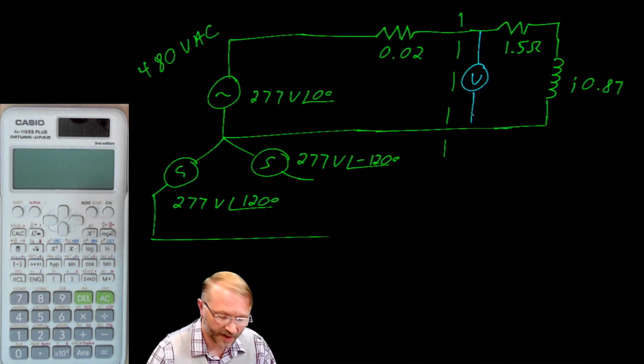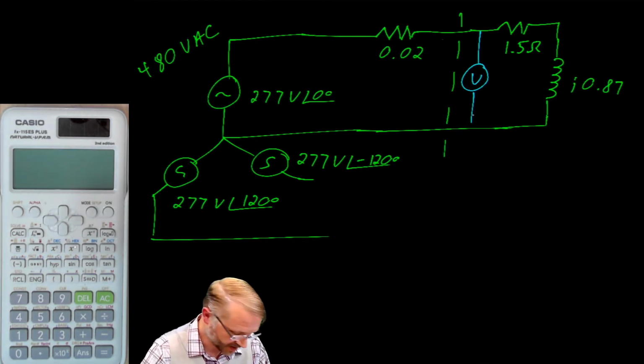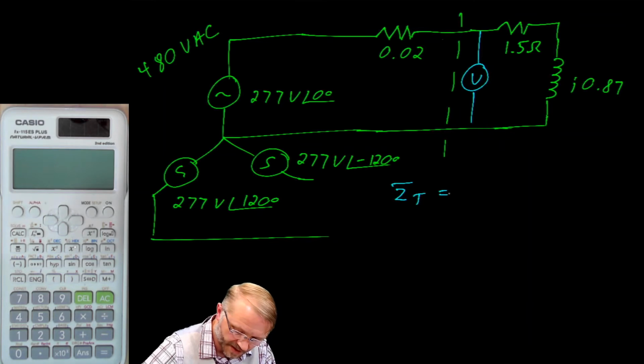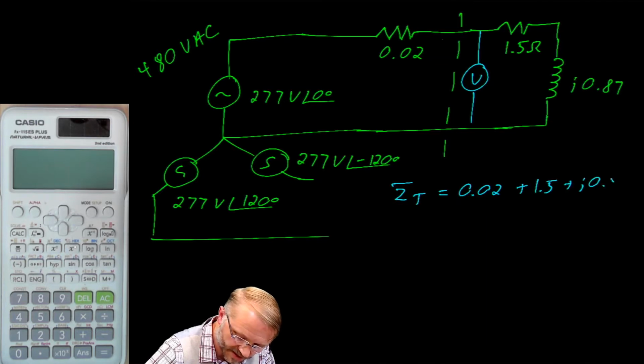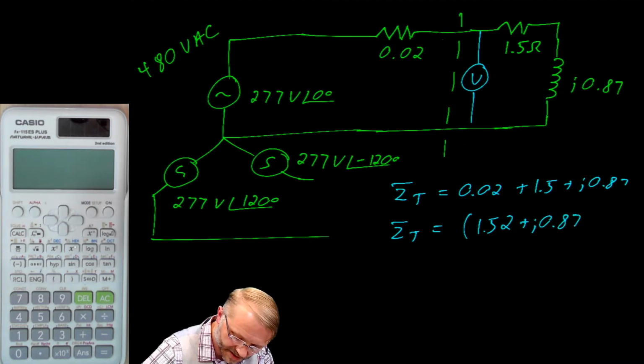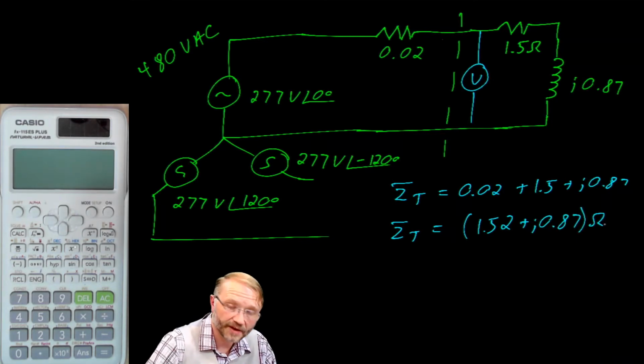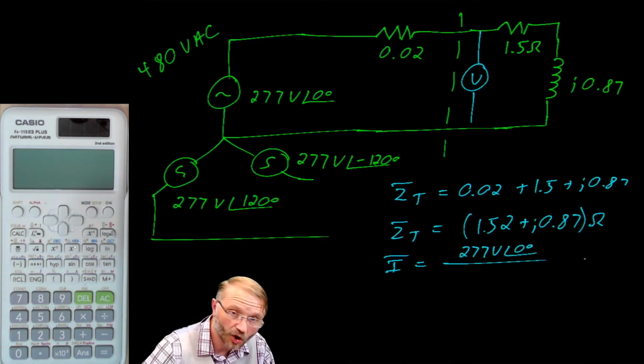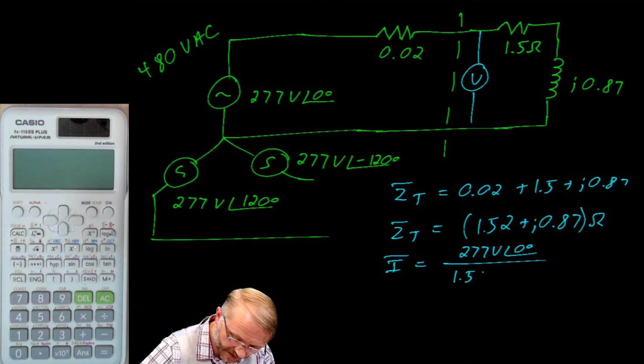We'll look at this calculation two different ways. First, we'll do it the hard way, and then we'll do it the easy way. So the hard way would be to say the total impedance of this system is 0.02 plus 1.5 plus J 0.87, which gives you a total impedance of 1.52 plus J 0.87 ohms. From there, you could calculate the current, which is a voltage, in this case 277, at a phase angle of 0 degrees over that impedance, so 1.52 plus J 0.87.